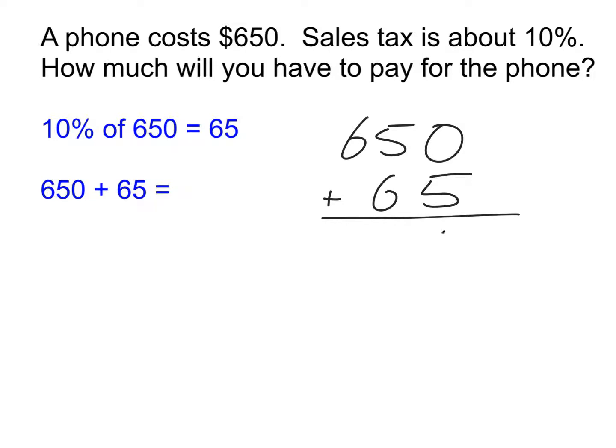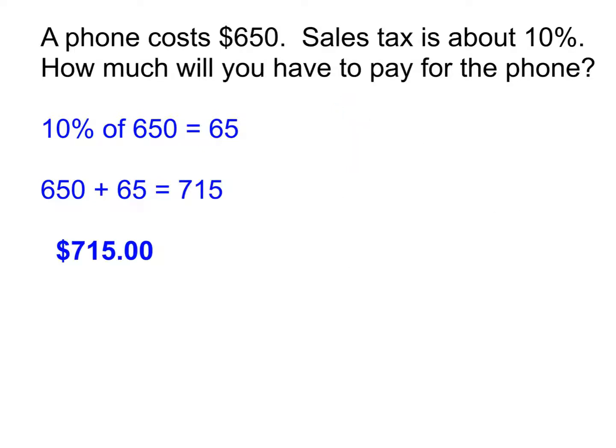And so 0 plus 5 is 5. 5 plus 6 is 11. So that means a 1 there. And then I carry the 1 to the hundreds place. So it's $715. So our $650 phone becomes $715 that we're going to have to pay to walk out the door with it.